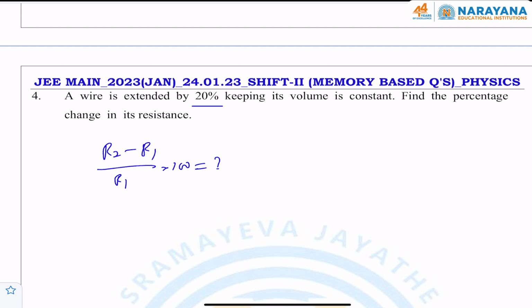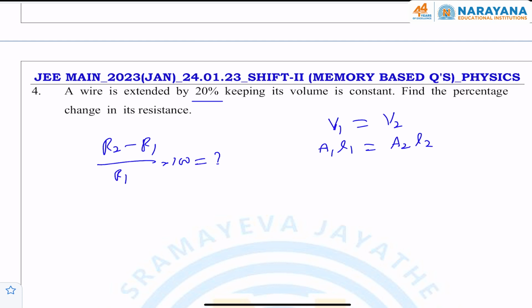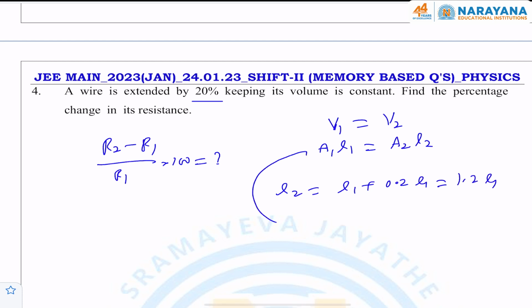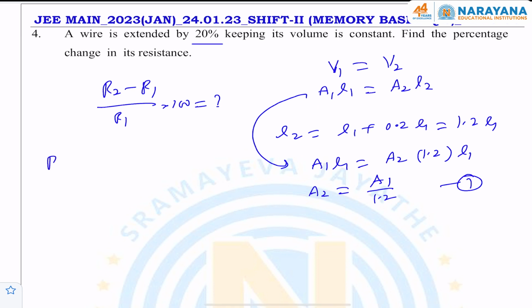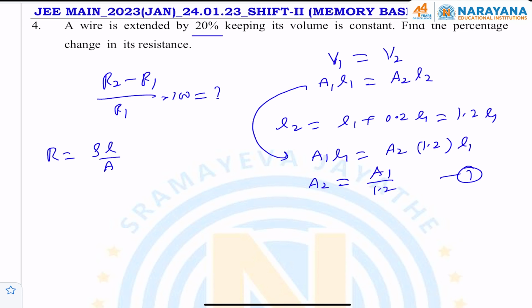First of all, it is given that the volume is constant. So V1 equals V2. Initial volume is A1 into L1, final volume is A2 into L2. It is said that L2 is L1 plus 20% of L1, so 0.2 L1. It is 1.2 times L1. From this expression, A1 L1 equals A2 into 1.2 times L1. Means A2 equals A1 by 1.2. Let it be equation 1. Now the general expression for resistance is rho L by A, where rho is resistivity, L is length, and A is cross section area.